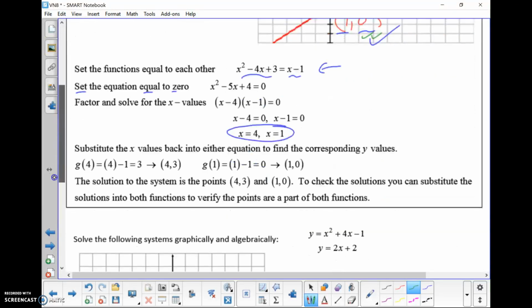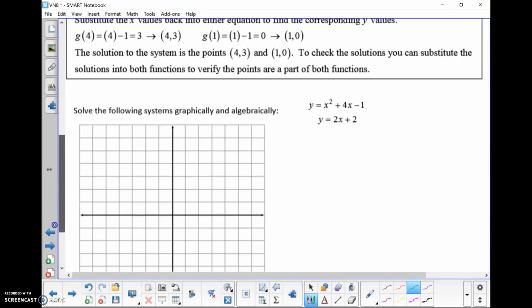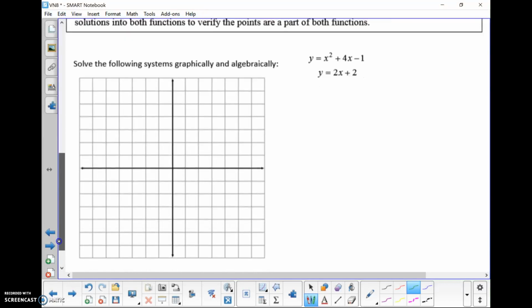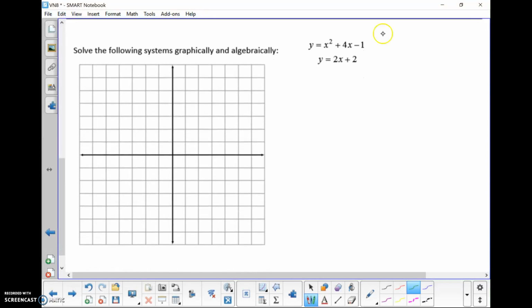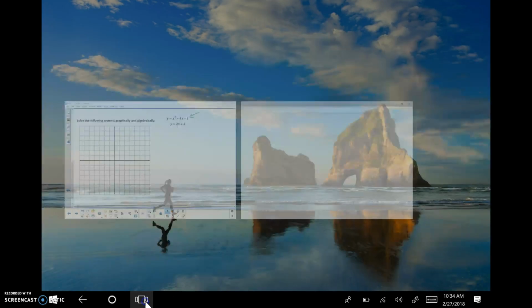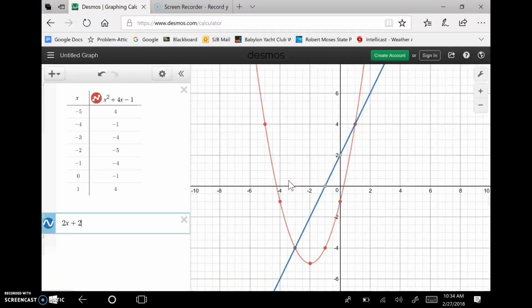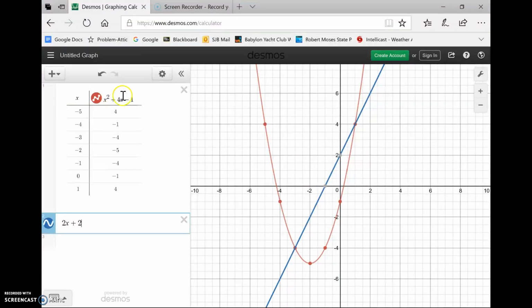Let me do an example for you on the bottom here. Solve the following systems graphically and algebraically. First, let's do graphically. So I'll use the quadratic here. And again, I'm going to use that program Desmos to generate a table. You can use your graphing calculator at home. And I already have it pre-typed in for us to save a little bit of time. x squared plus 4x minus 1.